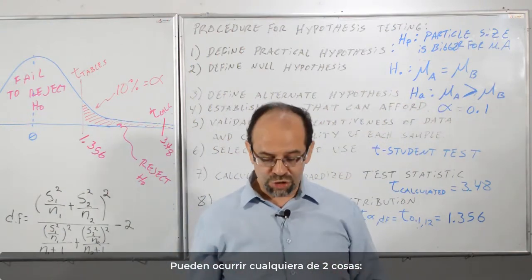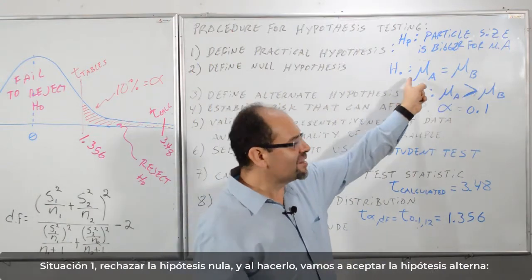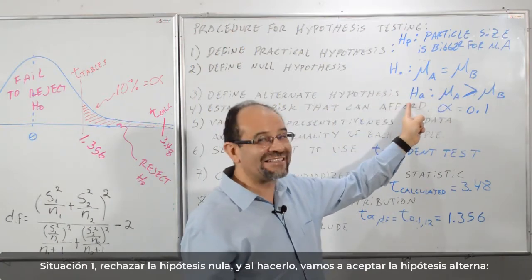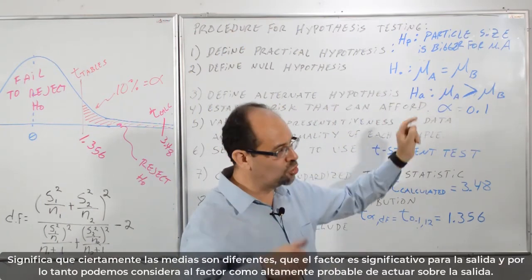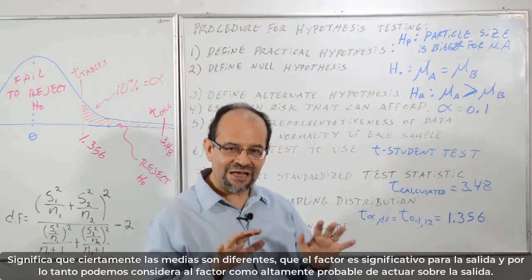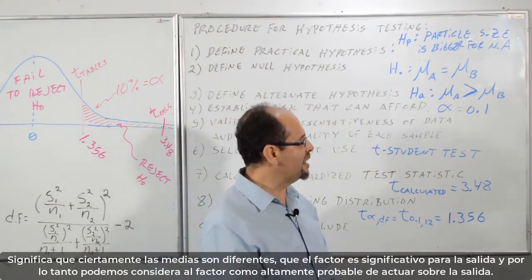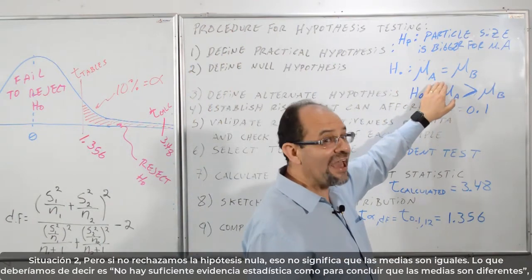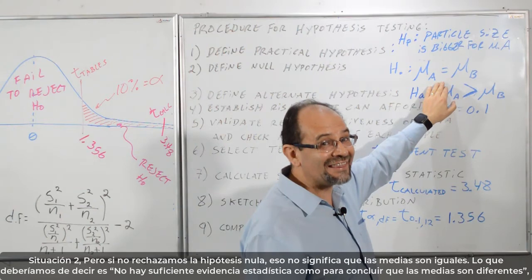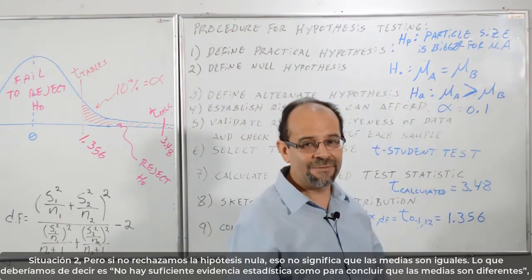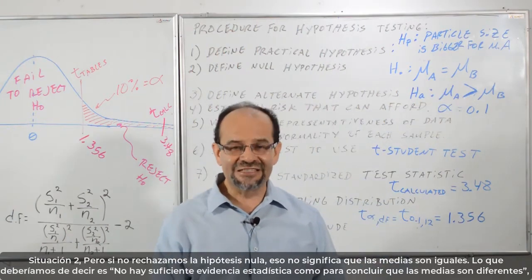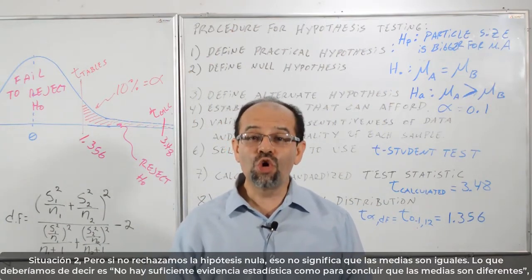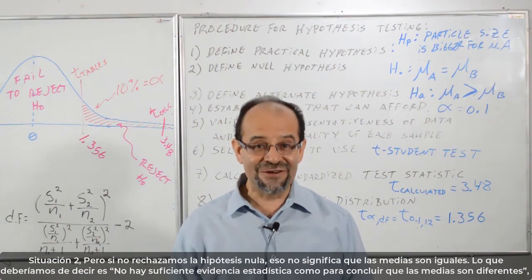We have two options. Option number one, reject the null hypothesis, and if we reject the null hypothesis, we will accept the alternate hypothesis. Good. Certainly, they are different. That factor is significant, and then that's a highly likely factor. We can take that one. But if we fail to reject the null hypothesis, that doesn't mean that they are the same. What we should state is there is not enough statistical evidence to conclude that the means are different.